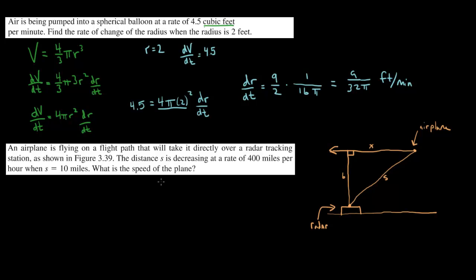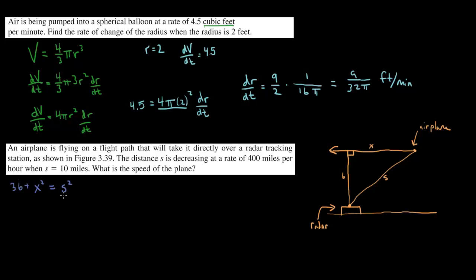So we can say that 6 squared plus x squared equals s squared. Of course, I know what 6 squared is. That's just 36, so I can replace that real fast. 36 plus x squared equals s squared. So that's the equation I'm working off of.